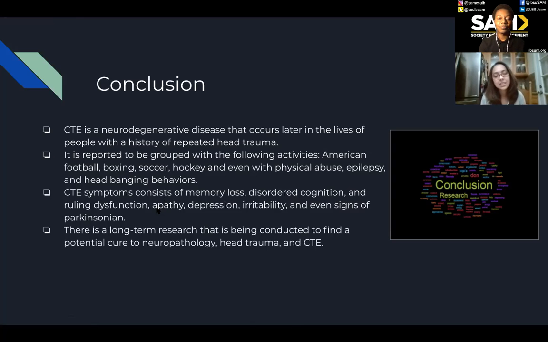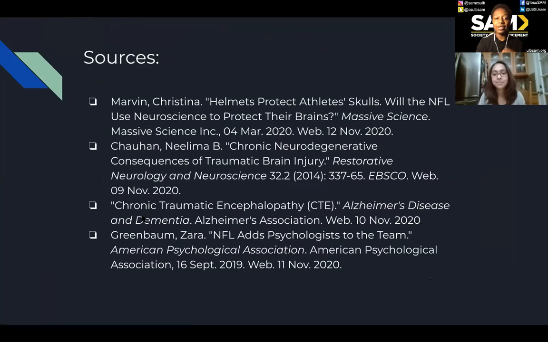CTE symptoms consist of memory loss, disordered cognition, executive dysfunction, apathy, depression, irritability, and even signs of Parkinson's. There is long-term research being conducted to find a potential cure for neuropathology, head trauma, and CTE. And as Ruby was saying, currently there is no cure for CTE. So that is what they are going to try and figure out next, as well as diagnosing it in living patients. But overall, that is our presentation.